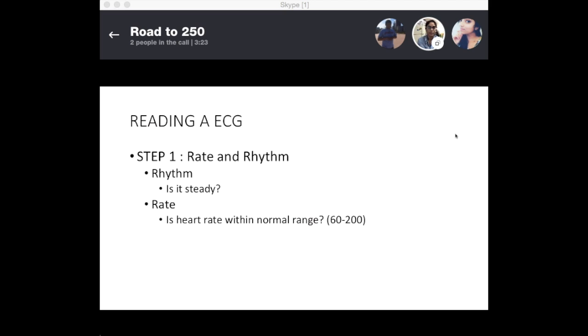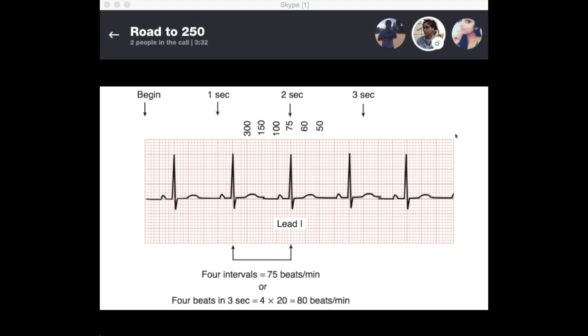And then the second thing is rate. Is the heart rate within normal range, which is going to be 60 to 100, not 200? Sorry, that's a typo. So here's a picture, and here we're looking at the peak, which is our R wave. In this ECG, the rhythm and the amount of time between each R wave looks pretty regular and consistent. This shows a pretty normal rhythm.